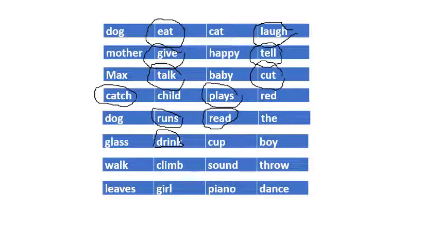Walk? Yes, you walk. You're doing something. Action. Climb? Yes, it's an action. Sound? No. Throw? Yes, it's an action. Leaves, it's a thing. Girl is a noun. Leaves is also a noun. Piano is a noun. It's a thing. Dance, yes, it's an action. Good. Got it? Now you know what is verb. Verb is an action word.